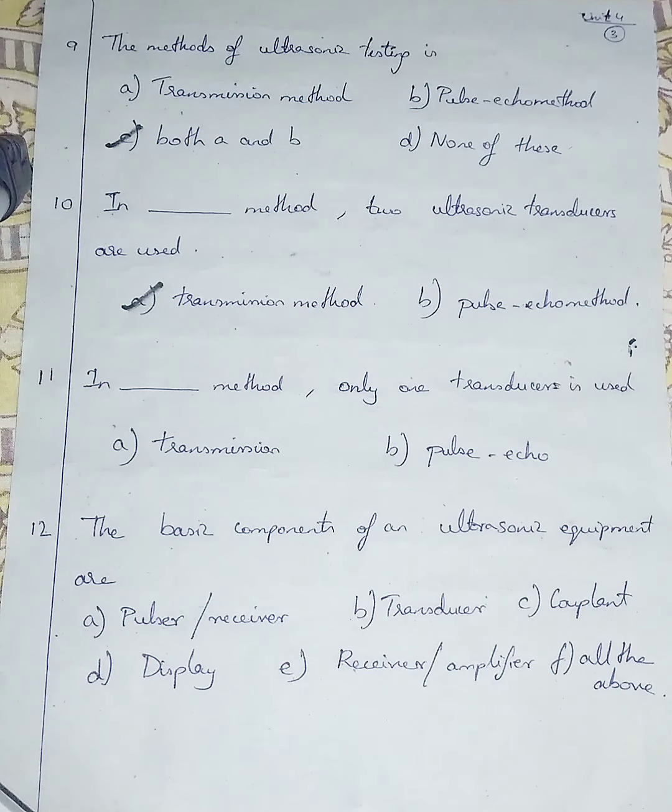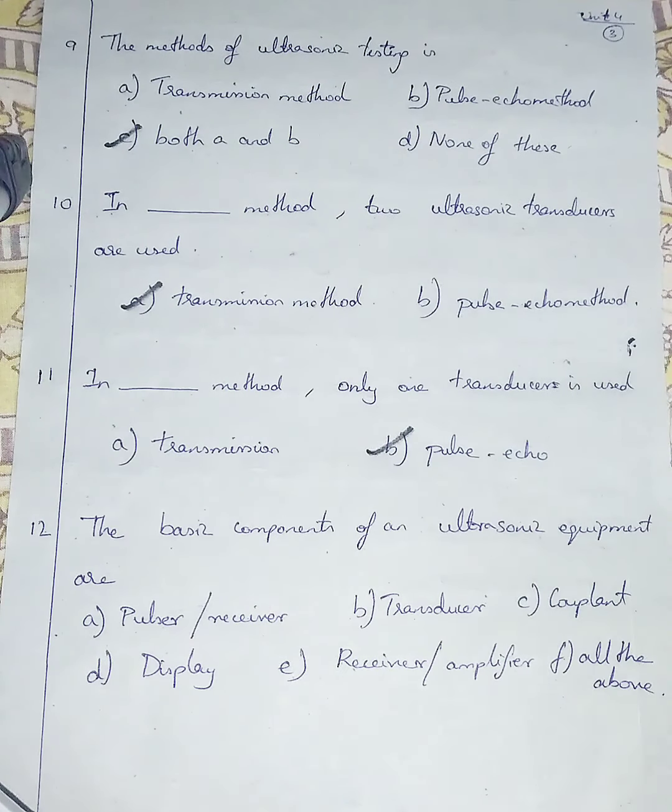In dash method, only one transducer is used. Option A is transmission, option B is pulse echo method. In the pulse echo method, only one transducer is used. So I am going with option B, pulse echo method. Just keep in mind, in the pulse echo method we use one, and in the transmission method two. Just for your memory's sake, for transmitting something you need two. So in the transmission method, we will have two ultrasonic transducers. I am saying this just for easy remembering.